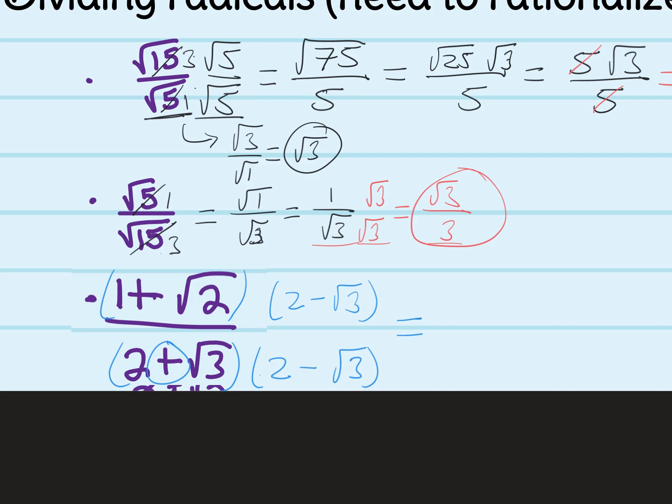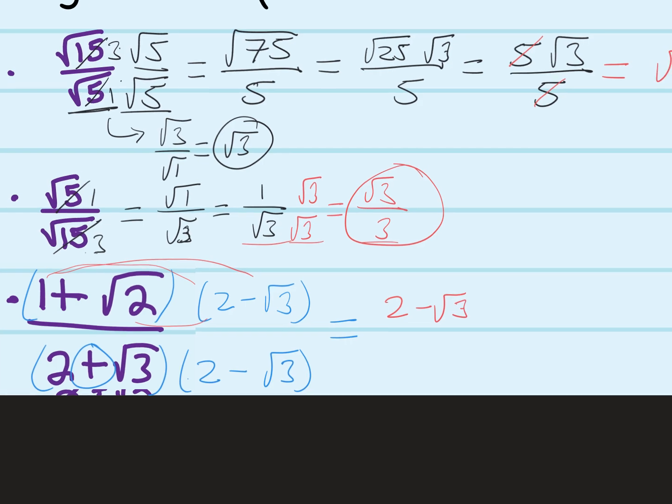And so on the top, we want to FOIL. First times first is going to be 1 times 2, which is 2. 1 times negative square root of 3 is going to be minus square root of 3. Square root of 2 times 2 is going to get you plus 2 square root of 2. And then square root of 2 times negative square root of 3 is going to get you negative square root of 6. Again, radical times a radical, you can multiply underneath: 2 times 3 is 6, and you leave it under the radical.